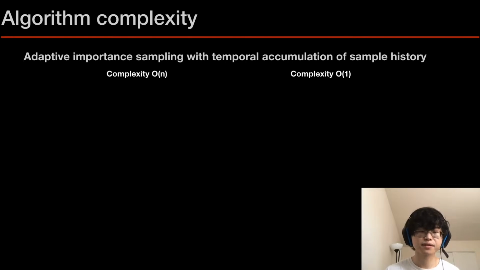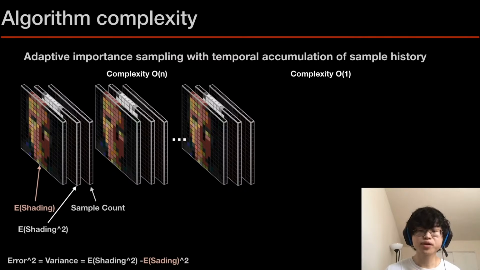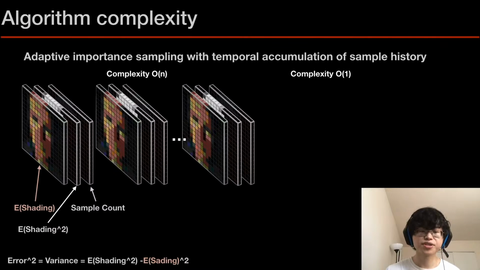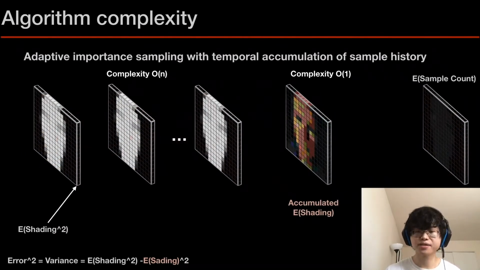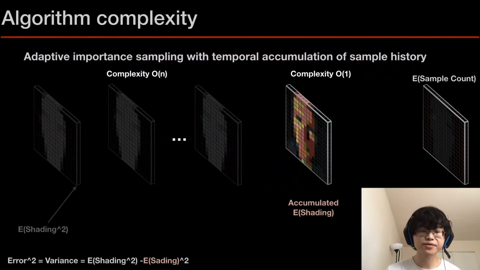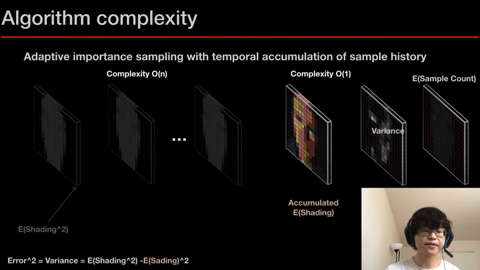So let's go back to the previous solution. First, we use temporal accumulation to estimate the accumulated effect of shading. In the same way, we can get the expected sample count. Third, however, we do not use a method to estimate the temporal accumulated expectation of shading square. Instead, we directly calculate its variance.